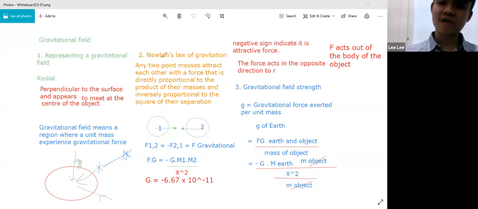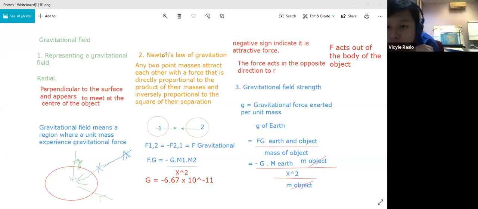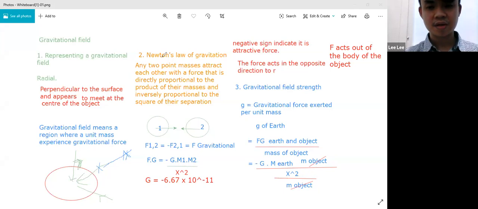The next one is gravitational field strength. Gravitational field strength is what you called gravity at secondary level. So now we don't use the term gravity anymore. We use the term gravitational field strength. So gravitational field strength is the gravitational force divided by the mass of the object. The gravitational force just now, you have the formula already. So let's say I want to find the gravitational field strength of Earth.